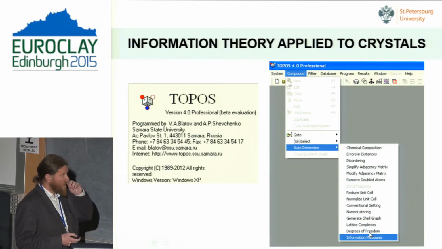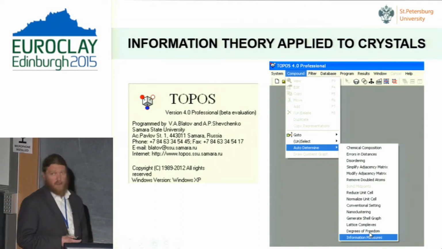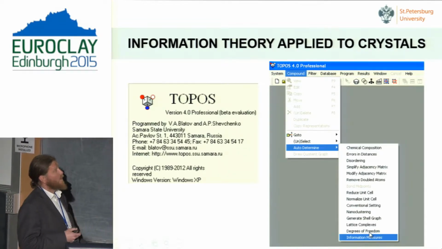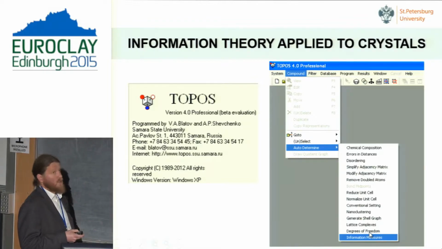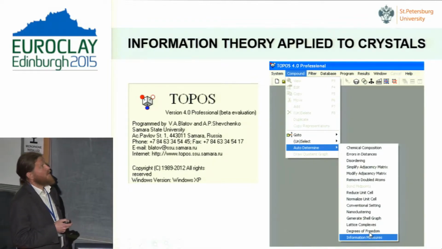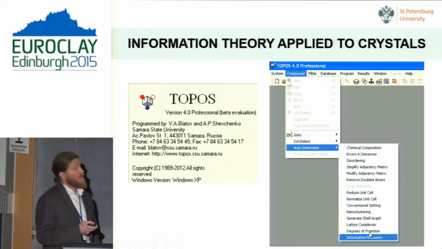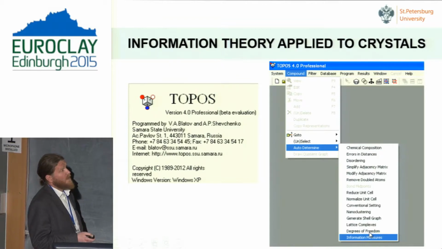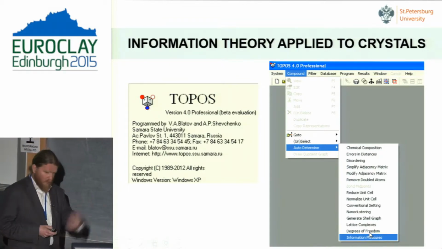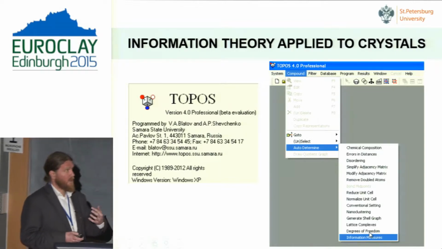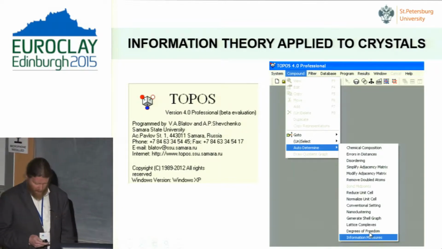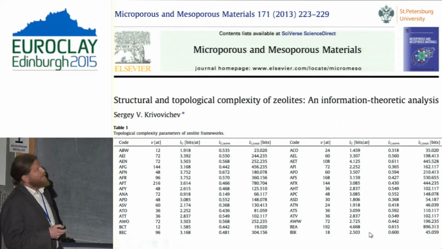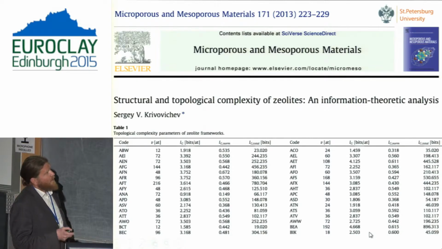We actually did it for all inorganic crystal structures known so far using this software. This is a program package for topological and crystal chemical calculations, which was created by Vladislav Blatov at Samara State University. It's free to download, and here you can see the information measures. You just upload your crystallographic file with atomic coordinates, and you get these two information amount numbers.